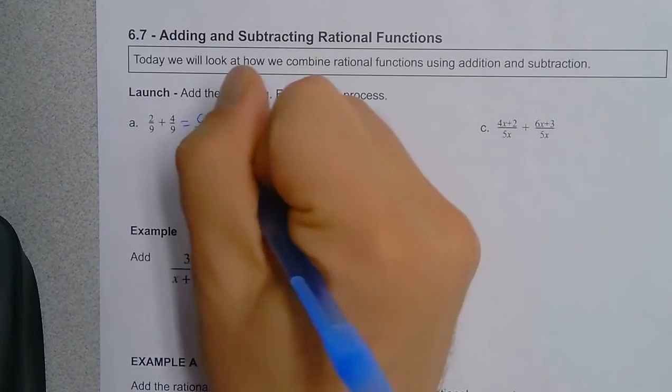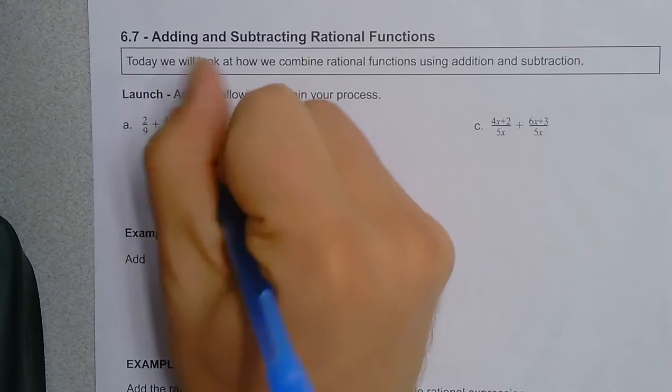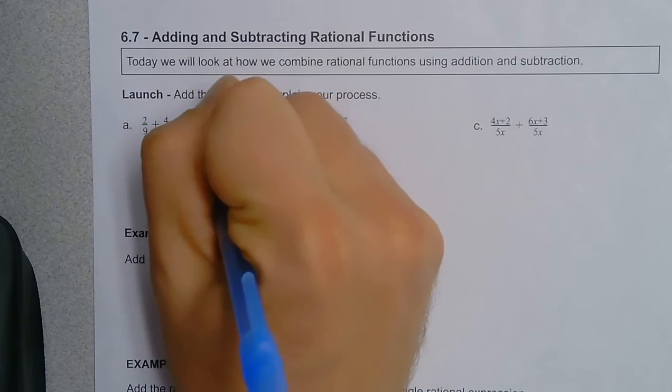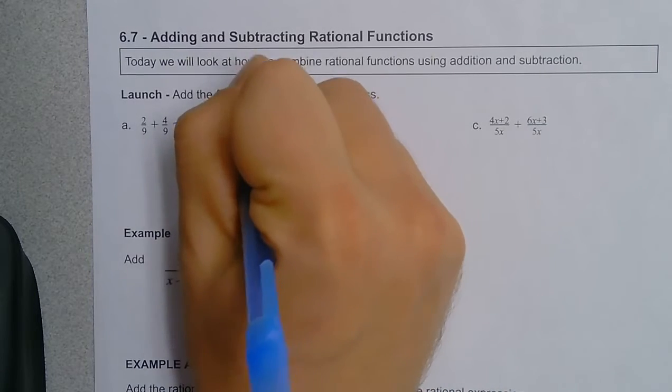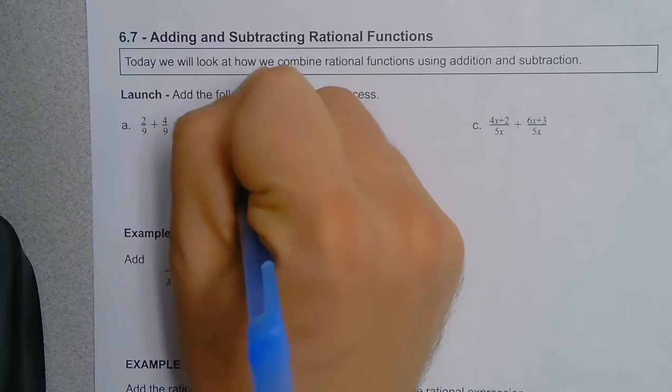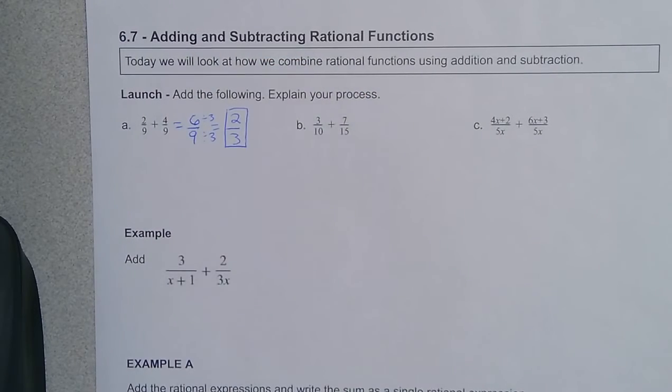Now I can reduce 6/9 because I know that 3 divides evenly into both. So if I divide 6 by 3, that's 2, and 9 divided by 3 is 3. So my final answer would be 2/3.